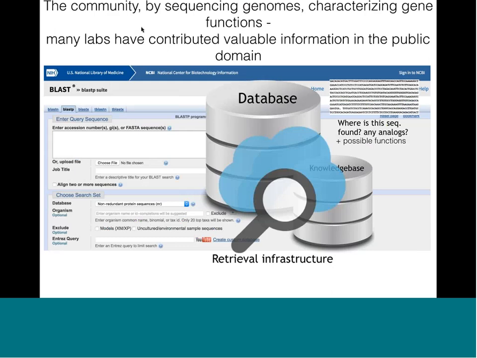So for example, one of the things that the sequencing community is able to do is that if you have a sequence, you can ask the question: where has this sequence been found? Where are the analogs found? What are the analogs that are present, that are known in the public domain? And then what are possible functions associated with these sequences?